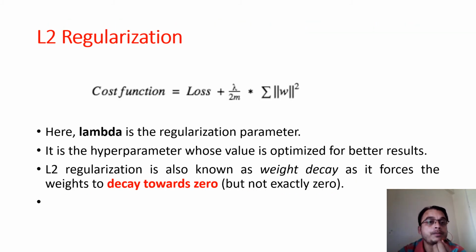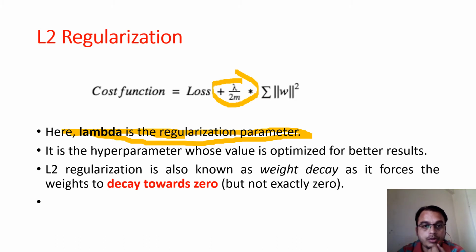Now next part, L2 regularization. In L2 regularization, the lambda parameter is added over here. If you look carefully, lambda is added over here. So the cost function is equal to loss plus lambda by 2m into the summation of omega squared.